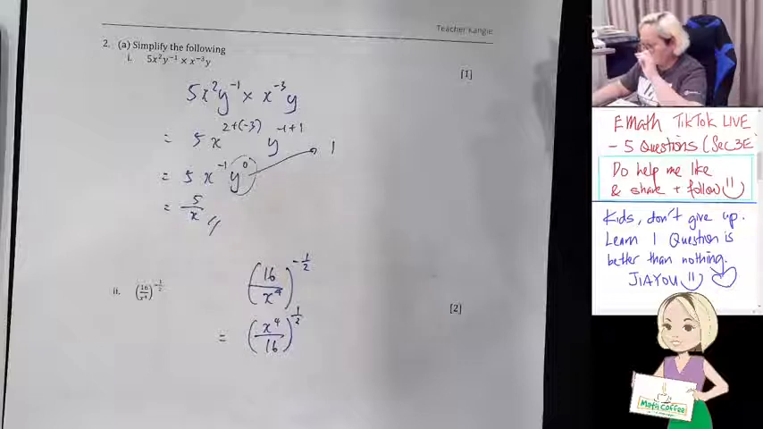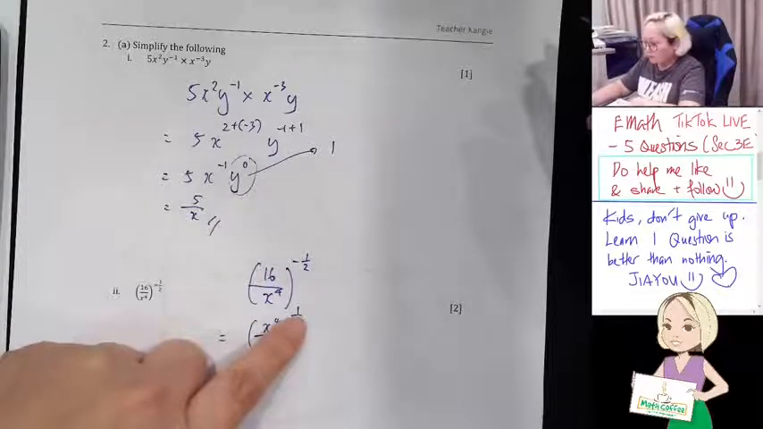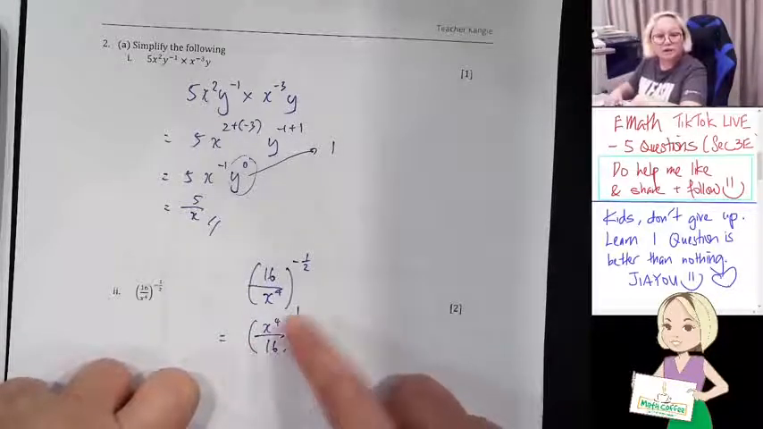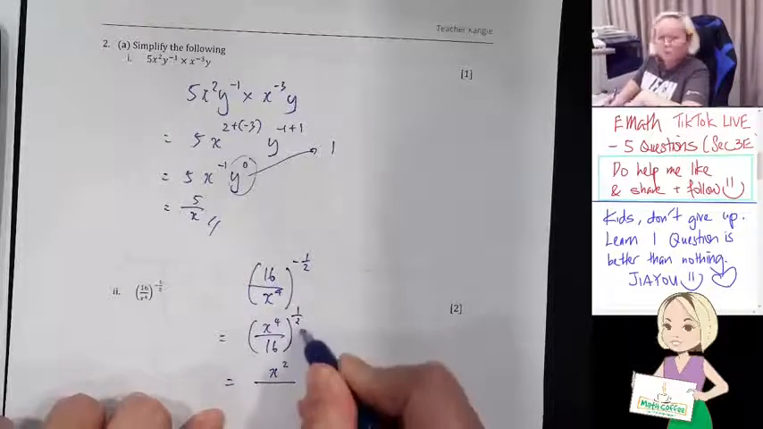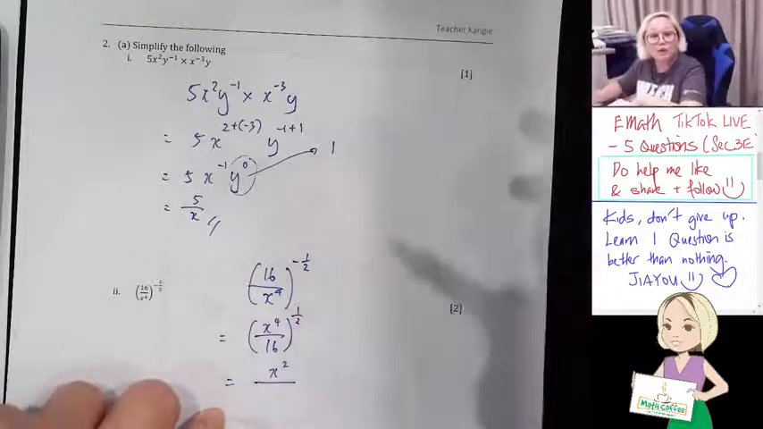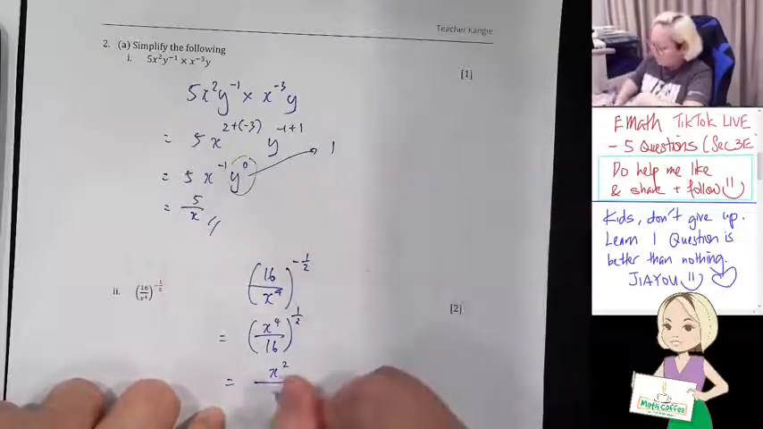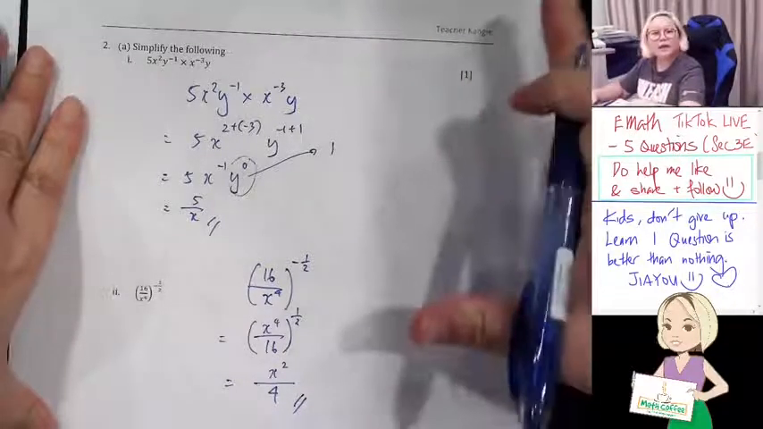Okay, and then what you're going to do is power. Power is 4 times half. So 4 times half is 2. So it becomes x to the power of 2. 16 to the power of half. Half is actually square root. So it's actually square root 16. And square root 16 gives you 4. Done. So over here, okay, I repeat.